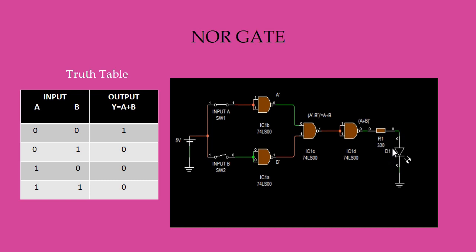So this is the third condition, and the last condition, when input A is 1, that means switch 1 is closed, and input B is also 1, switch 2 is also closed. So this is 1, this is 1. So from here we get 0 and from here also we get 0. So this 0 and 0 is connected here. So from here we get 1. This 1 is passing through this inverter circuit, and from here we get 0 output. So this 0 output is shown, the LED is in off condition. So this is the truth table verification of a NOR gate by using NAND gates only.